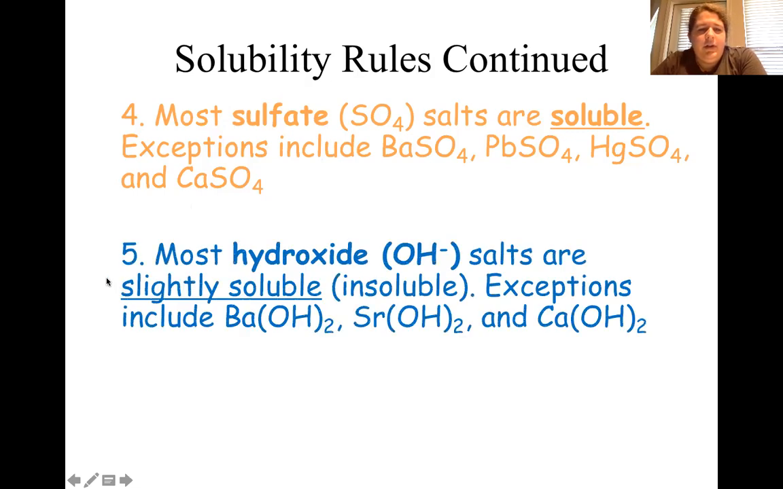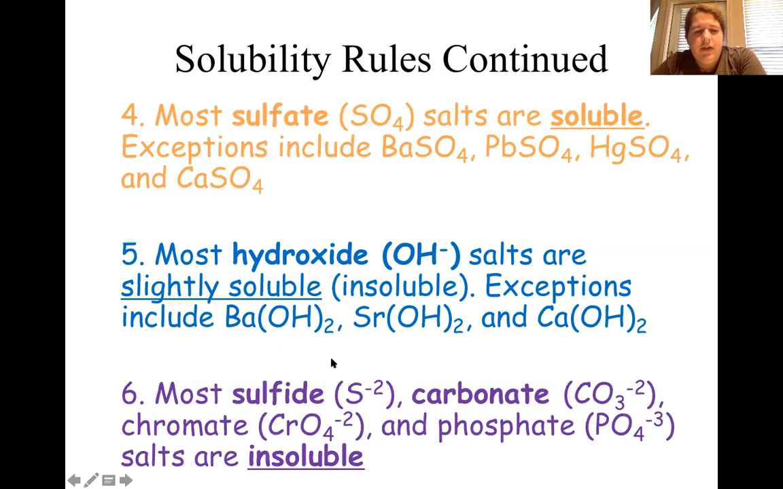Rule 5: most hydroxide, OH, salts are slightly soluble. You can call them insoluble for our purposes. Exceptions include barium hydroxide, strontium hydroxide, and calcium hydroxide. In that case, these are pretty soluble. They're pretty okay.